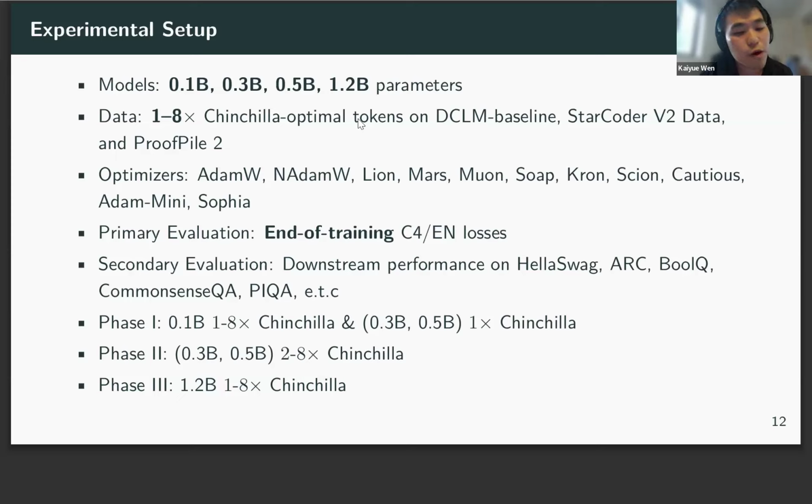For our phase one, we ran the per-hyperparameter sweeping on the 0.1B model for all the Chinchilla ratios, and for the 0.3 billion model and 0.5 billion model at the 1x Chinchilla ratio. And for our phase two, we perform the sweeping on scale-sensitive parameters at 2 to 8x Chinchilla ratio. And finally, we extrapolate to 1.2B as mentioned.